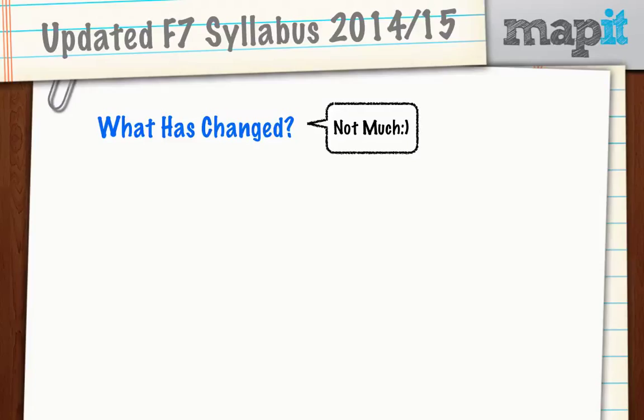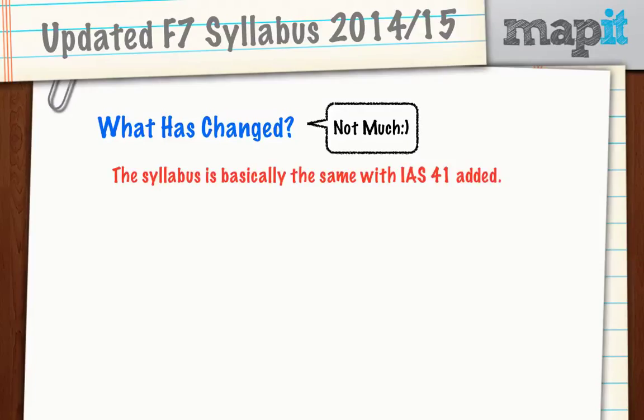What has changed is the exam structure. The syllabus itself is basically the same. The only change has been the addition of IAS 41, which is about agriculture. It's not a very big standard and it won't take much to learn it. That's the only change. The syllabus itself has stayed exactly the same.